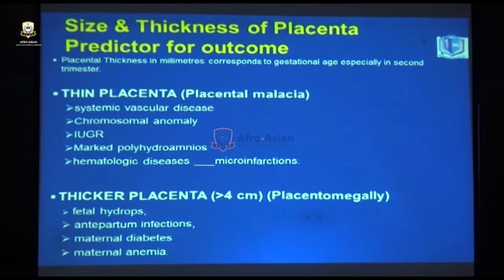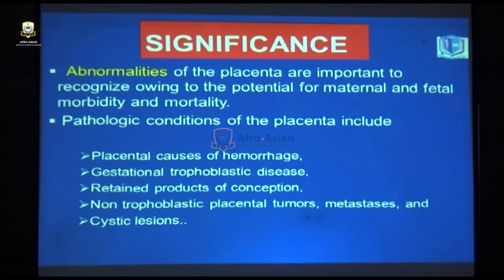Similarly, there are thin placenta as well as thicker placenta. Thin placenta are called placental hypoplasia, and there are certain diseases which lead to thin placenta, and these are systemic vascular diseases of mother, chromosomal anomalies, IUGR, marked polyhydramnios. And thick is very common as we come across. Thick means more than 4 centimeters, and this is called placentomegaly. That means it could be due to fetal hydrops, antepartum infections, maternal diabetes, and maternal anemia.